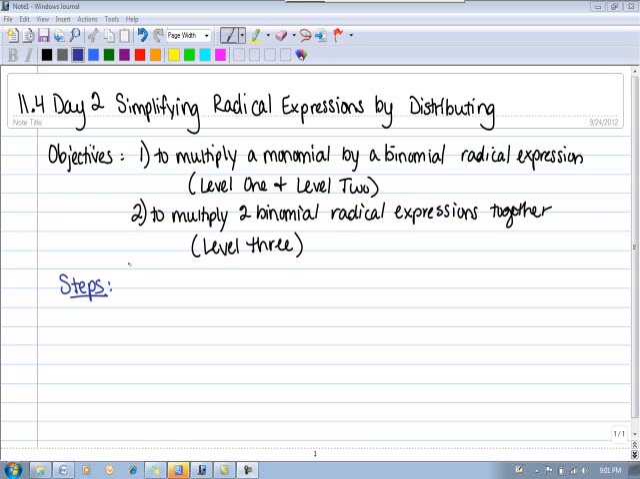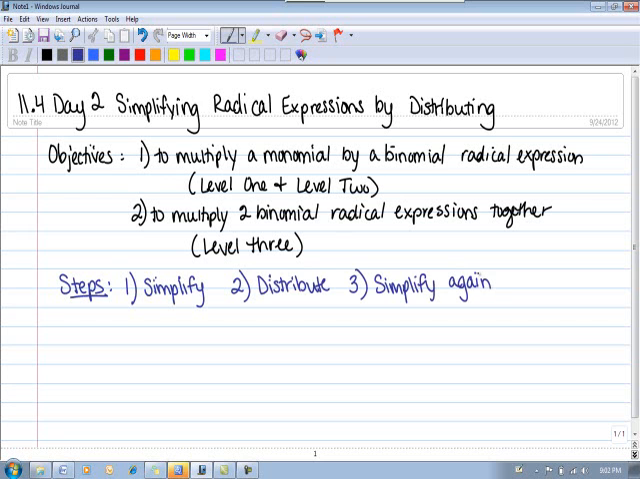Okay, in order to do this, we're going to have to follow a few steps because it's going to get a little bit difficult. So we're going to want to make sure that we have a process down. Our first step is that we're going to simplify. Obviously if we simplify first, we eliminate any headaches that we have later when it comes to bigger numbers. So simplify first, then you're going to distribute, and then you're going to simplify again. Okay, so let's start with some level 1 questions.